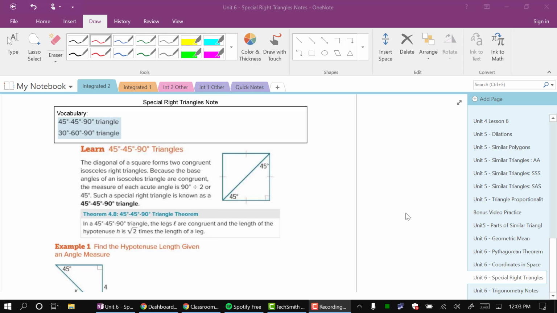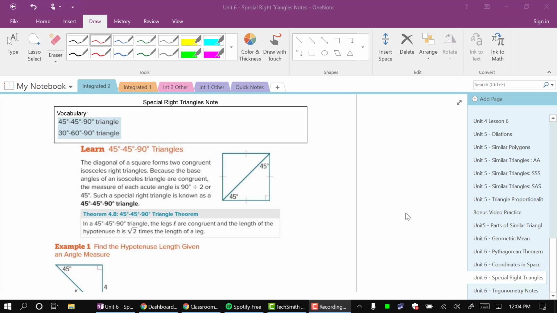Hello everyone, today we're going to be looking at special right triangles from Unit 6. So our vocabulary is 45-45-90 triangle and 30-60-90 triangle. The diagonal of a square forms two congruent isosceles right triangles. Because the base angles of an isosceles triangle are congruent, the measure of each acute angle is 90 divided by 2, or 45. Such a special right triangle is known as a 45-45-90 triangle.